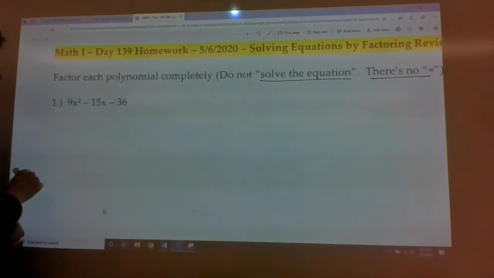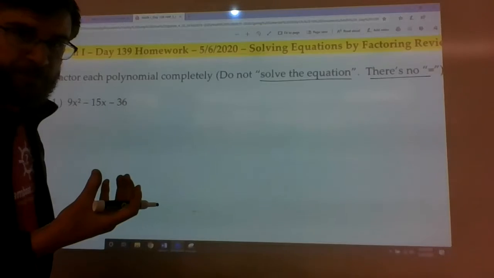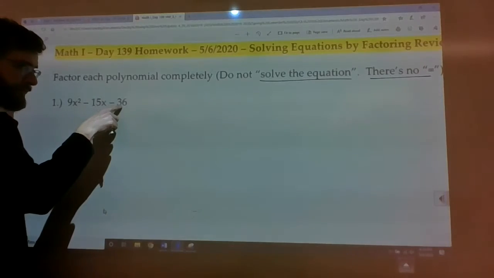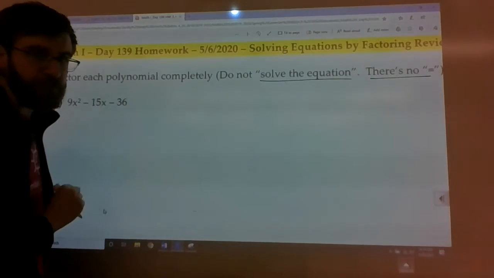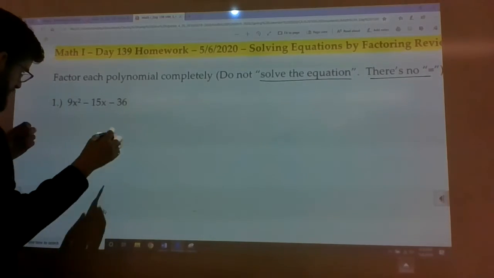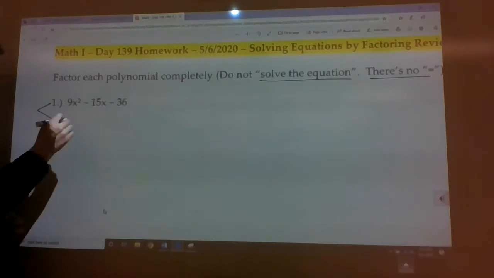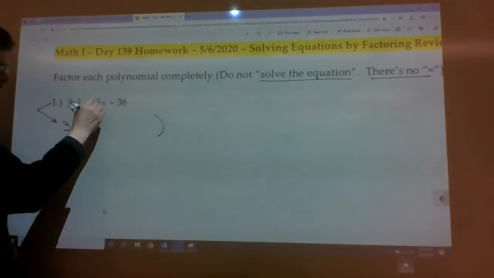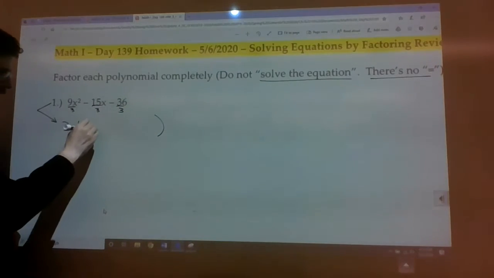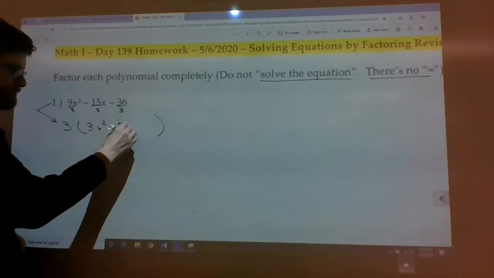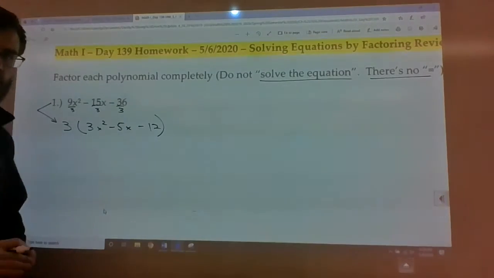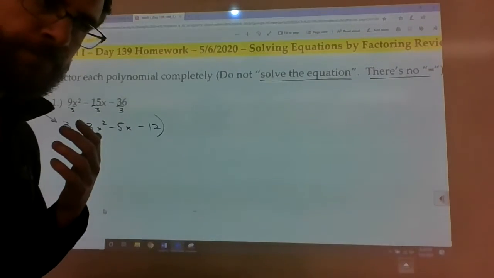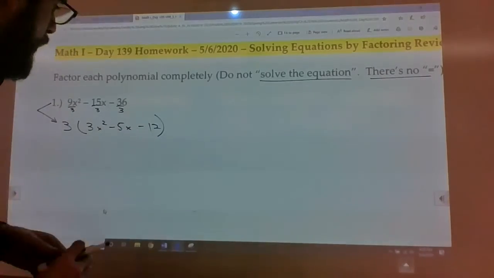So the first thing we ask ourselves is, is it in a position to be factored? Like, is there a GCF that we can take out? I'm looking at 9, negative 15, and negative 36. They all divide 3. So what I'm going to do is take out the GCF of 3. The leftovers would be all these parts divided by 3, giving you 3x squared minus 5x minus 12. Now we've got a trinomial inside parentheses here. We're going to use the AC method on that trinomial.